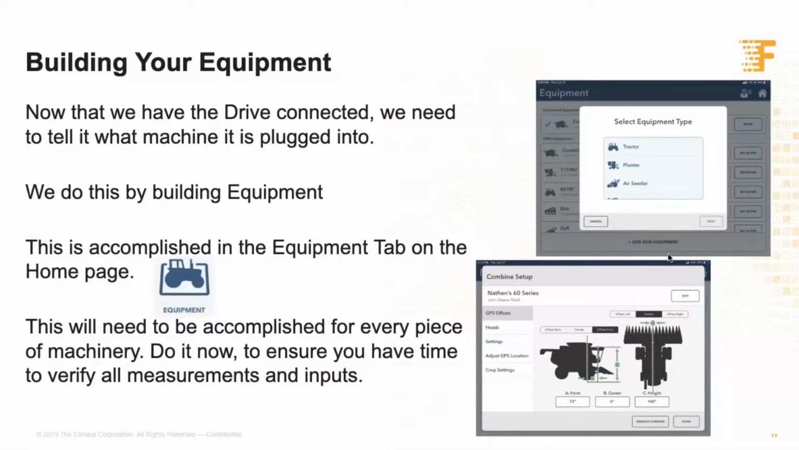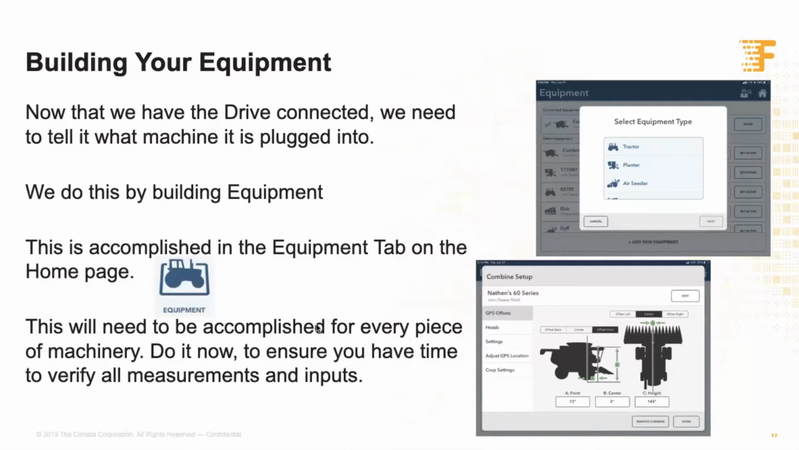The way we do that is we build equipment in the CAB app. So what you do is, going back to that home page like we discussed earlier, that little house, you'll see in the middle of your home page there is a button that says equipment. It'll look like a little tractor there, and it'll say equipment.